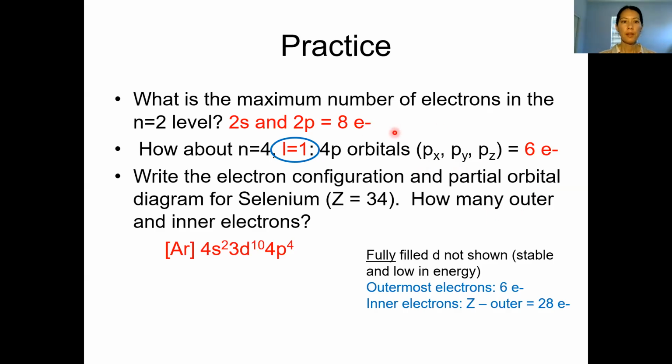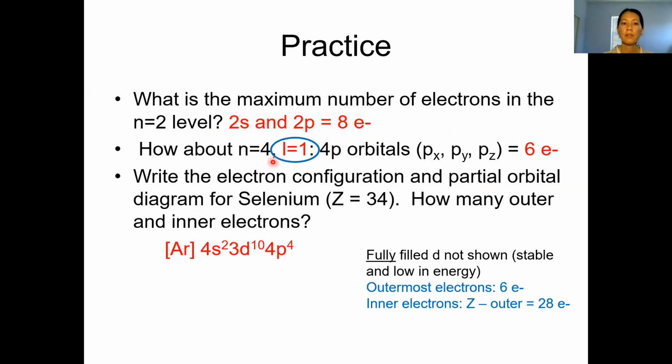So the answer to the first one, the maximum number of electrons in an n equals 2 level: n equals 2 can only fit a 2s and 2p. So you have a total of an s orbital and the 3 different p's. So 4 different orbitals that can hold 2 electrons each. 4 times 2 is 8.